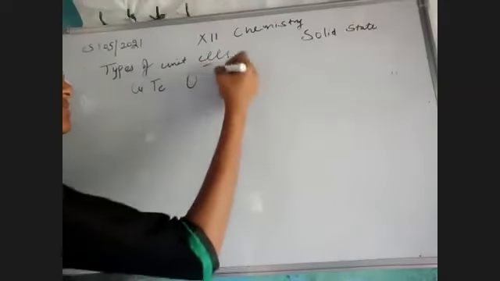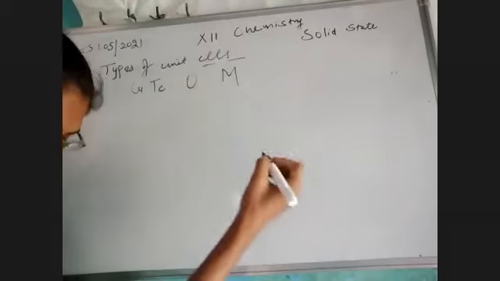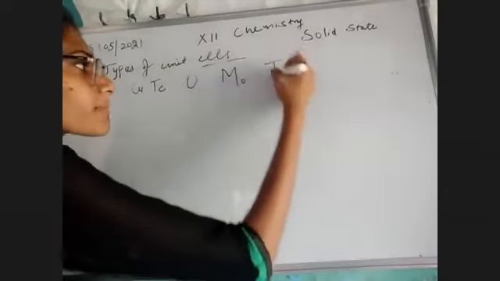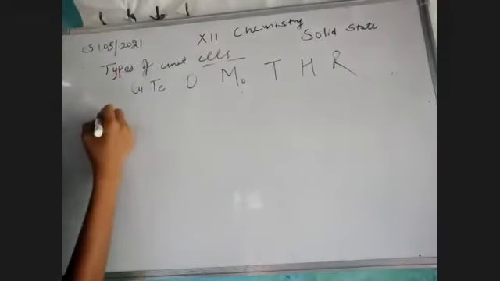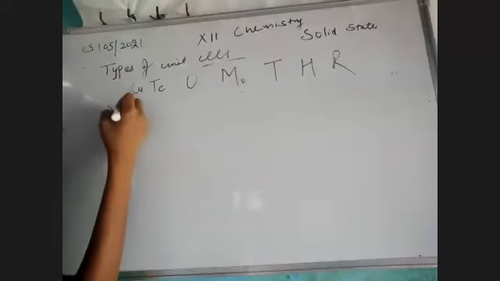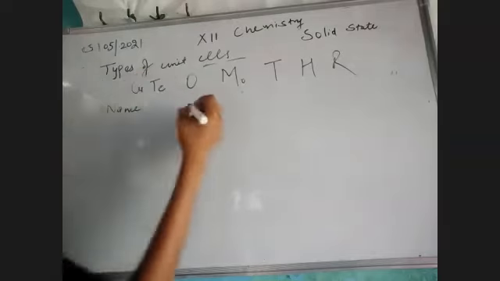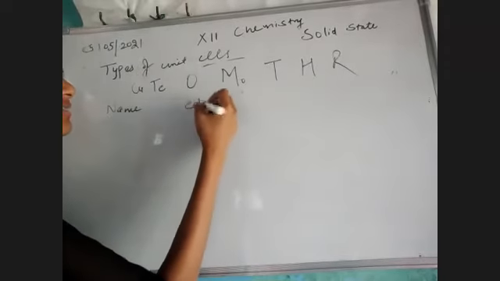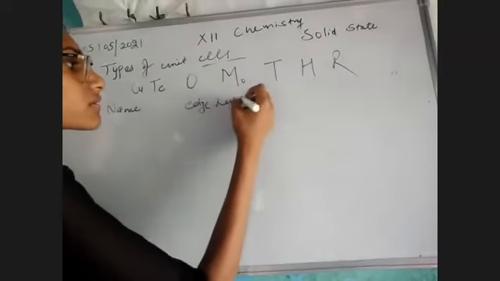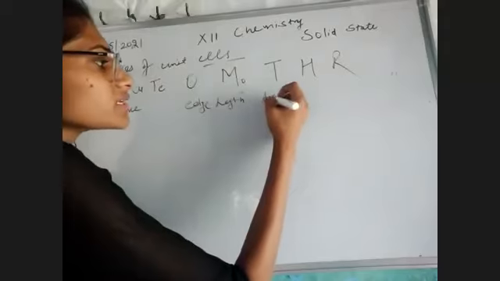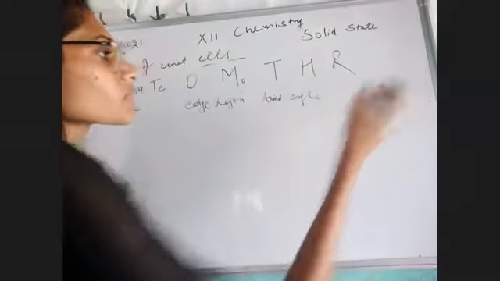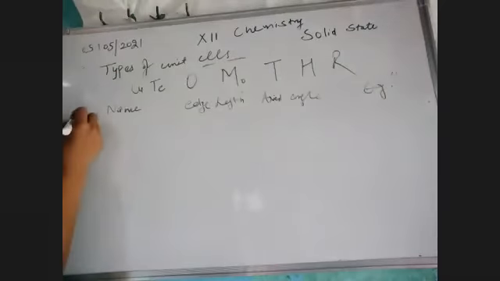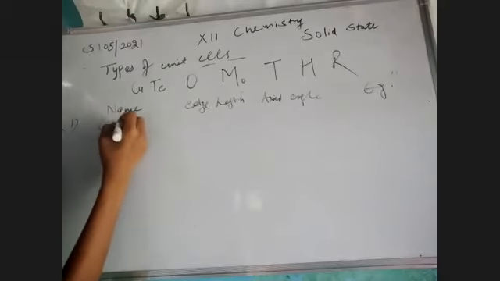Okay, let me just write this one. First one is cubic, the name of primitive unit cell, the edge length, the axial angle, and the last one would be examples. Okay, so let's start with the first one, that is cubic.